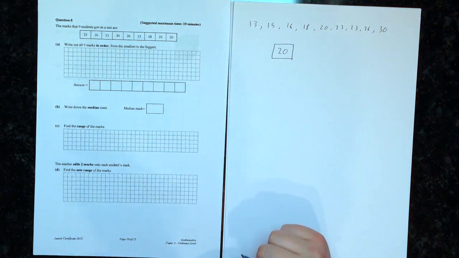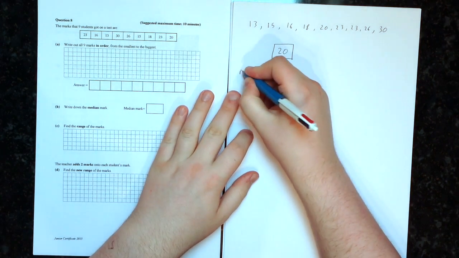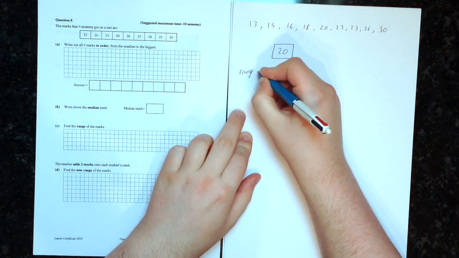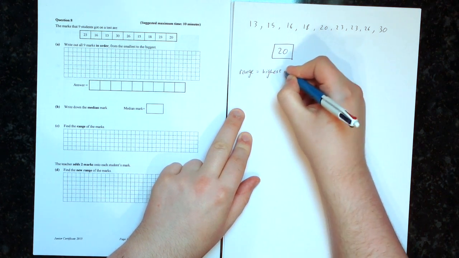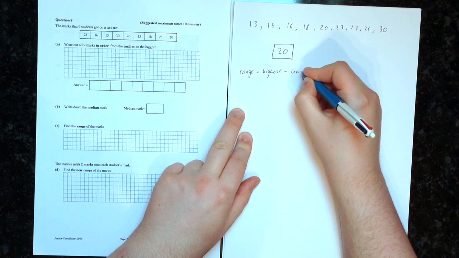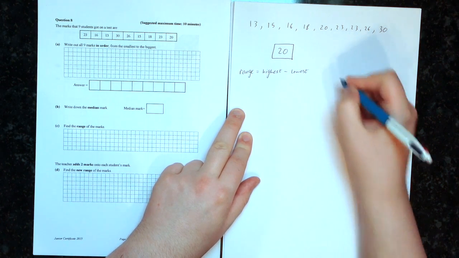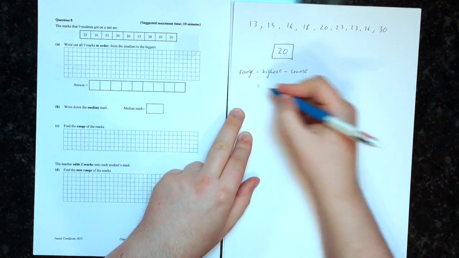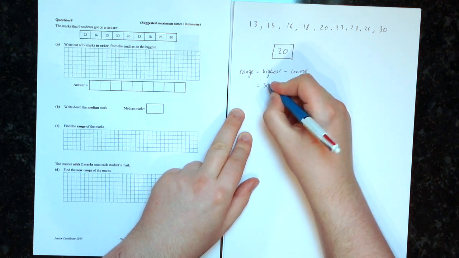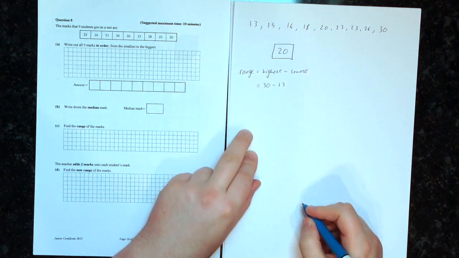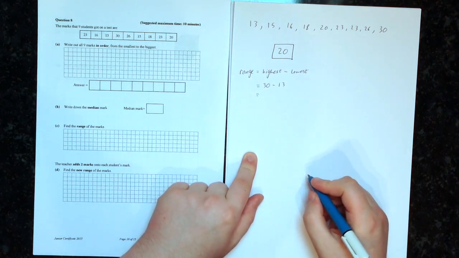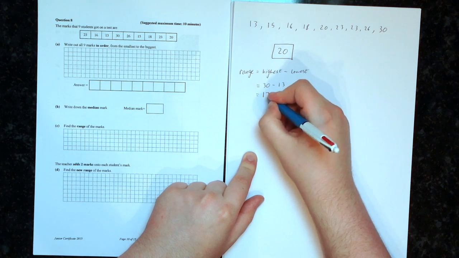Part C, find the range of the marks. Well, the range is equal to the highest minus the lowest. Equal to the highest mark minus the lowest mark. So the highest mark is going to be 30, and the lowest mark is going to be 13. So the range of values is going to be 17.